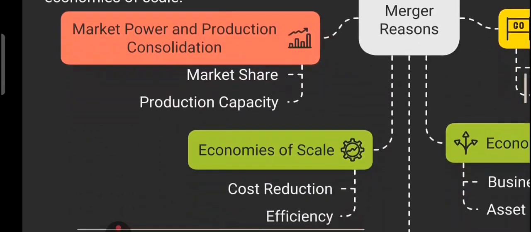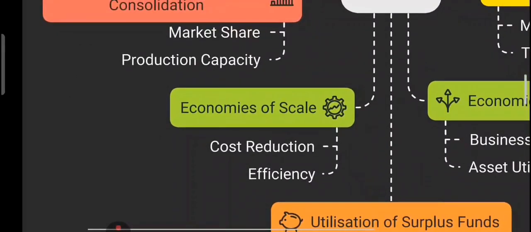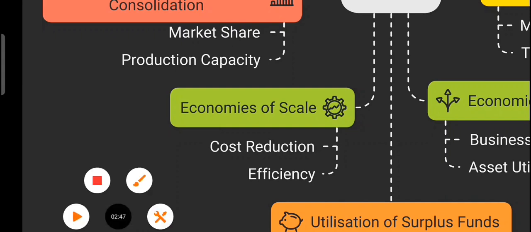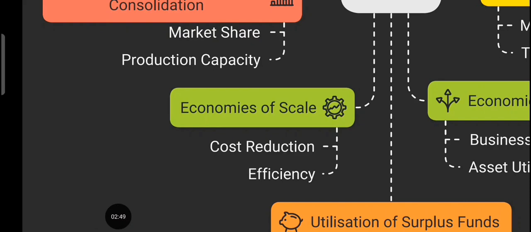Then we have economy of scale. So what happens through economy of scale? You can see through economy of scale, larger operation means lower per unit cost and improved efficiency, right? So cost reduction and efficiency improvement. Through economy of scale, larger operation means lower per unit cost and improved efficiency, right?